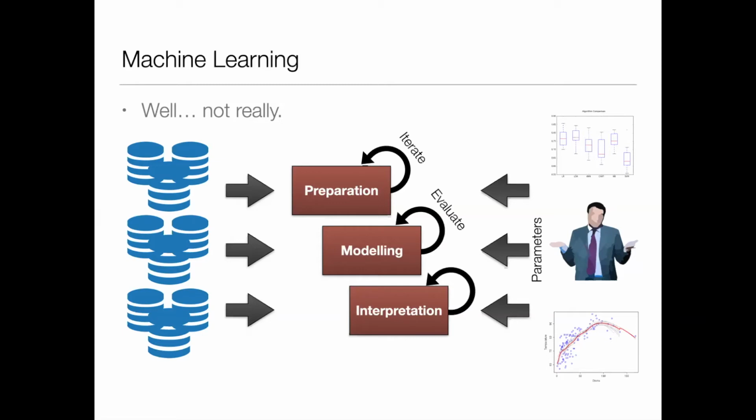So the point here is that machine learning is not magic. Sometimes it works very nicely, but the truth is that most of the time there is a huge human factor involved in the whole thing, right? There's a huge human participation in the whole process.